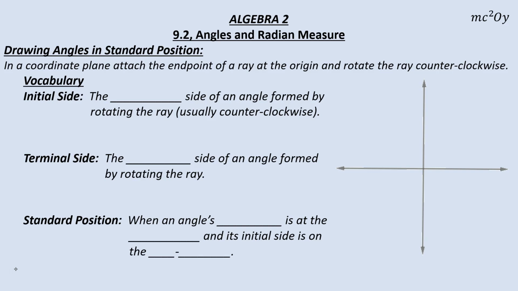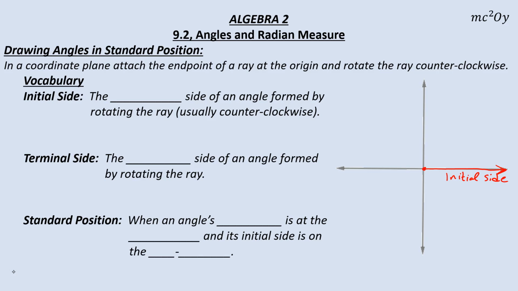So in trig, you're going to be using what's called a unit circle quite a bit, and what we do is we take an angle or a ray that's attached at the origin of a coordinate plane, and that lies on the positive side of the x-axis, and that's your initial starting position. Okay, this is called standard position when you actually start right here. So this would be our initial side of an angle.